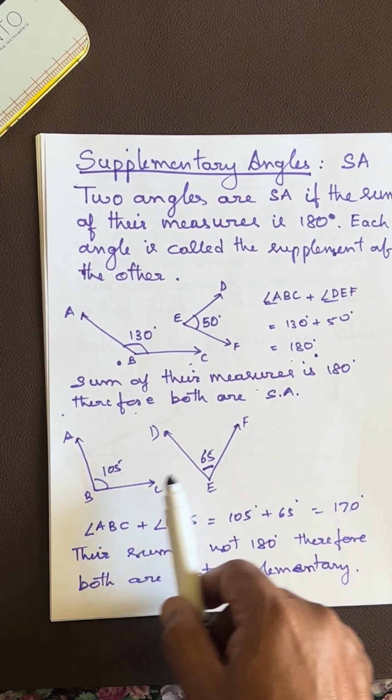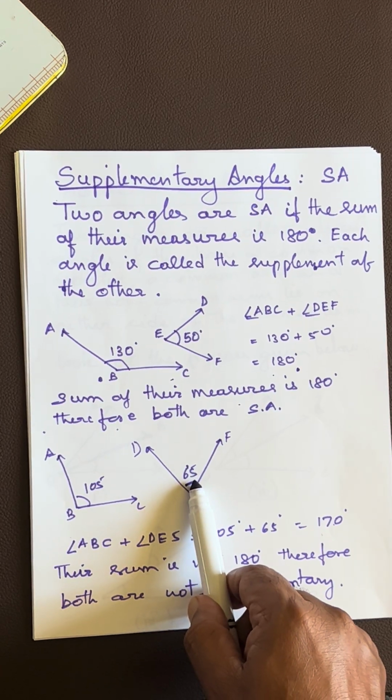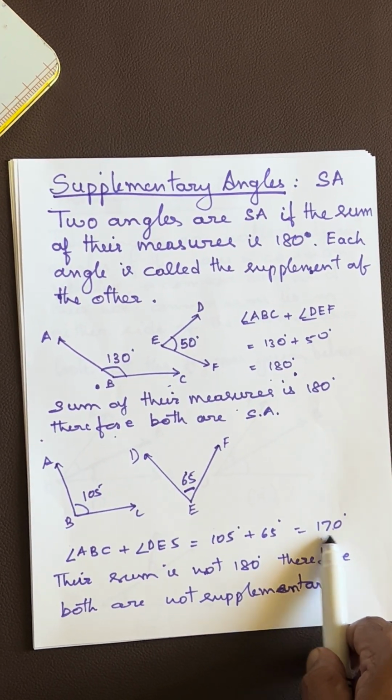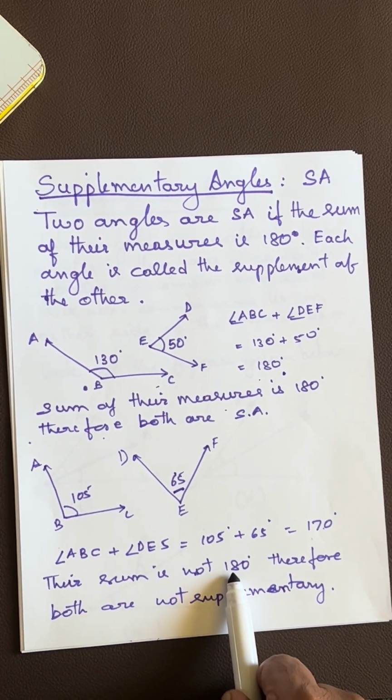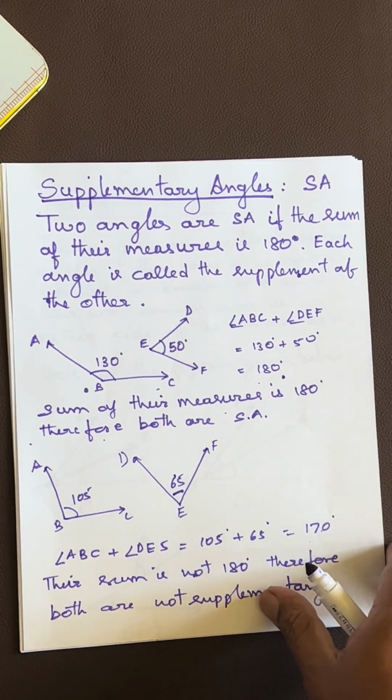The other two angles you see, if one angle is 105 and another angle is 65, and when we add both of them it comes to 170. So their sum is not 180, therefore both are not supplementary.